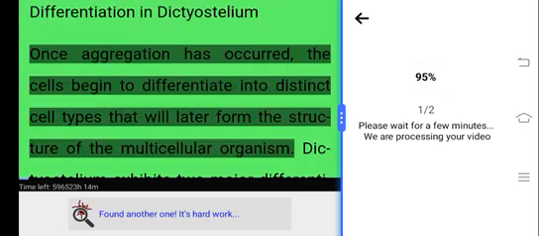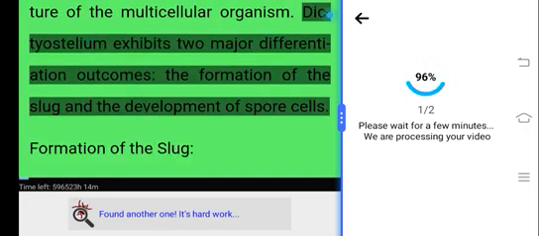Differentiation in Dictyostelium. Once aggregation has occurred, the cells begin to differentiate into distinct cell types that will later form the structure of the multicellular organism. Dictyostelium exhibits two major differentiation outcomes: the formation of the slug and the development of spore cells.